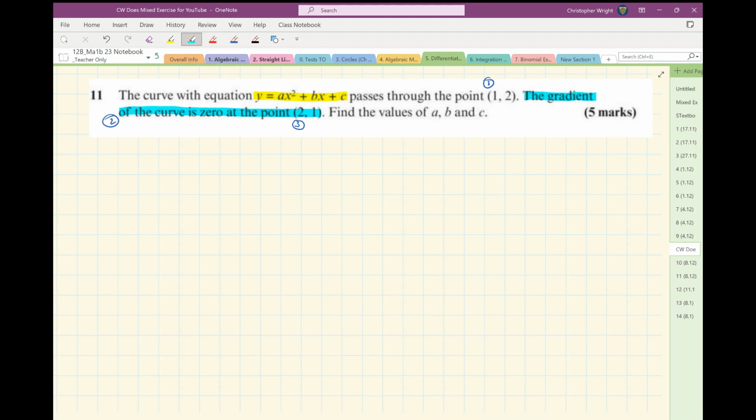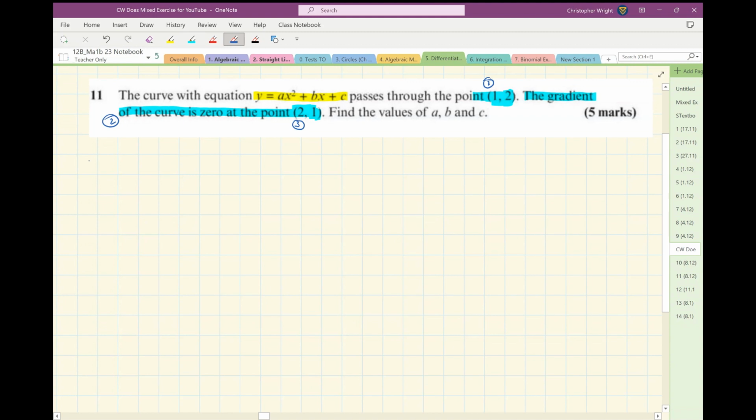Firstly, that the curve passes through the point 1, 2. So I know that the point 1, 2 satisfies that yellow equation. I also know that the curve passes through 2, 1. So I know that 2, 1 satisfies that yellow equation. And I know that the gradient of the curve when x is 2 is 0. So let's use those 3 pieces of information.